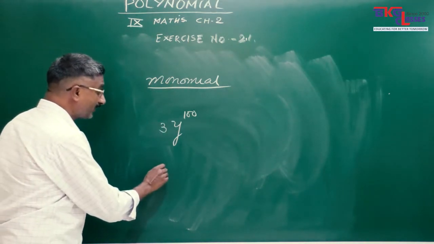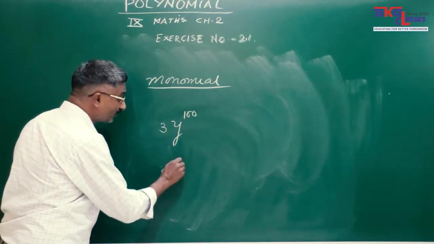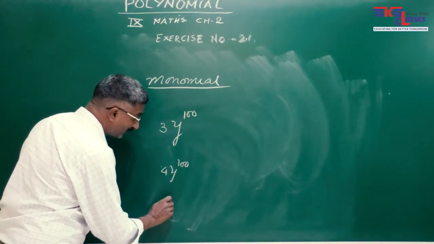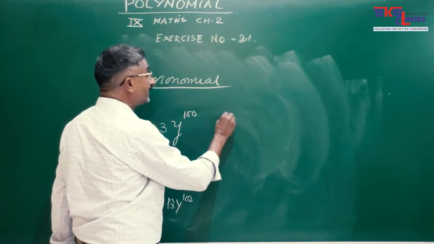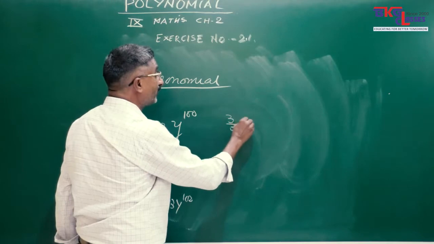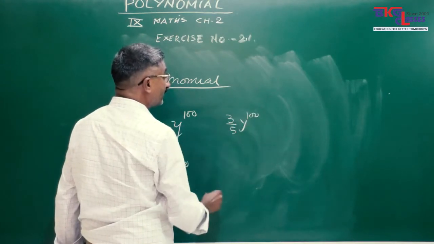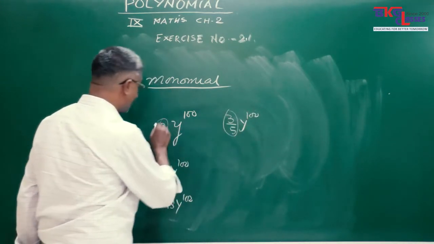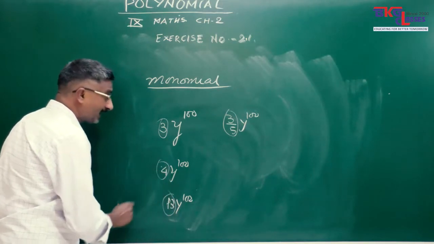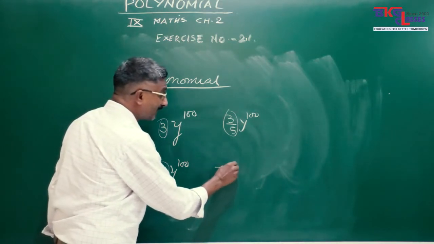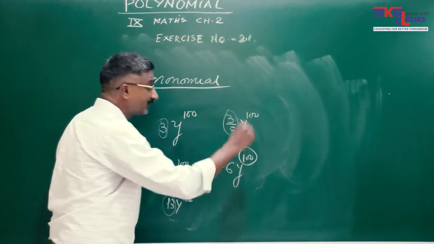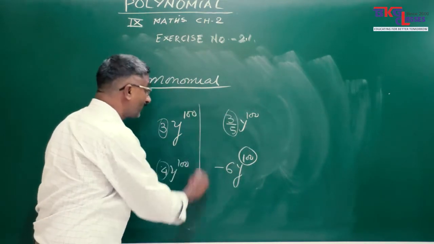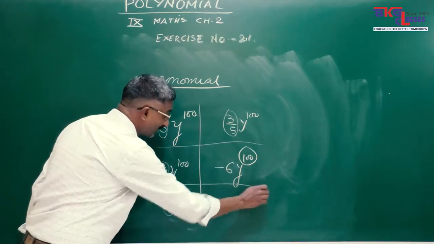Okay, 3, or we can say 4y raised to the power 100, or 13y raised to the power 100, or I can write 3 by 5 y raised to the power 100. This is the coefficient. I can write plus or minus 6y raised to the power 100. So the degree of the equation is 100 and the term is only 1. So these are the different types of answers.